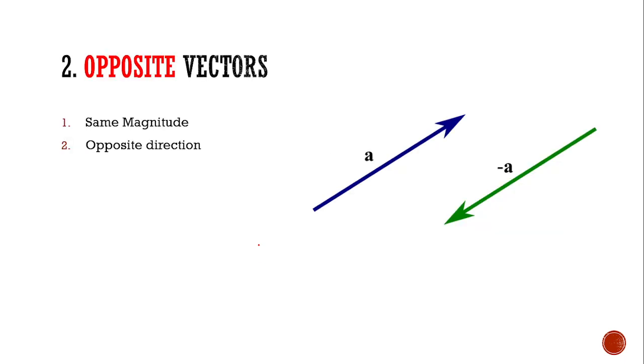Next, opposite vector. As you can see, any two vectors that have the same magnitude but opposite direction are known as opposite vectors to each other. Let us say a vector has a direction opposite to that of a vector A. Then the opposite vector will be represented by minus A. So these two vectors are opposite to each other. By adding a negative sign before a vector, we represent the opposite vector of that vector.